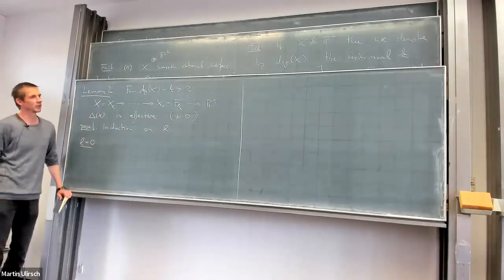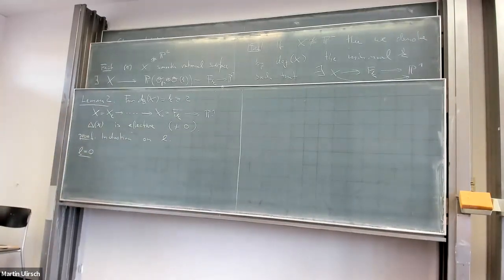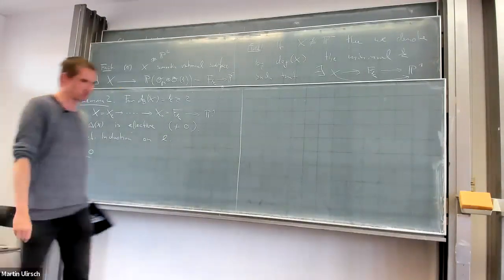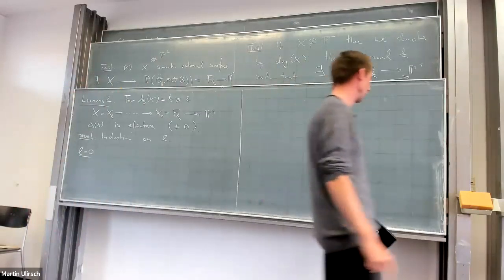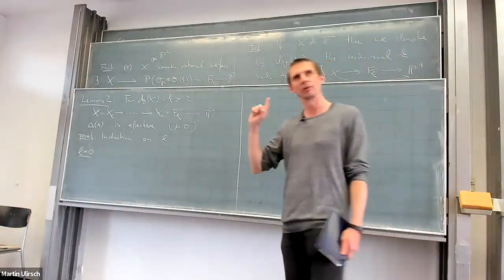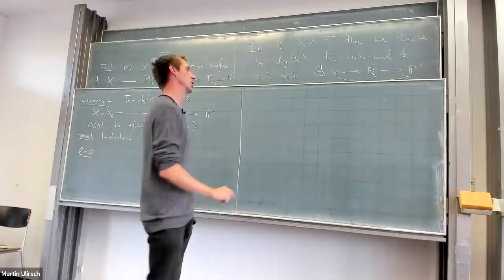Let's start with the situation of L being equal to 0. So we just consider the Hirzebruch surface. And this gives me the opportunity to talk a little bit about the geometry of the Hirzebruch surface.